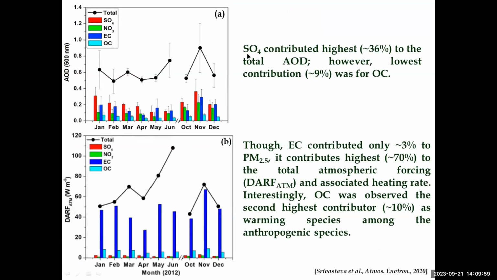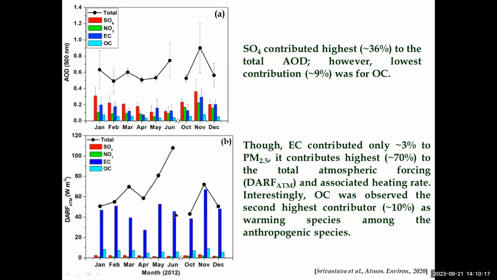So you can see the sulfate aerosols, which are known as highly scattering types of particles, contributed the highest, about 36%, to the total aerosol optical depth, the total loading of aerosols over Delhi during the study period in 2012. However, the lowest contribution was observed for organic carbon.